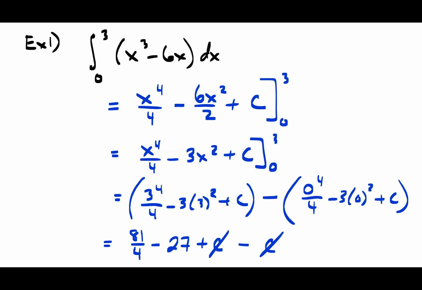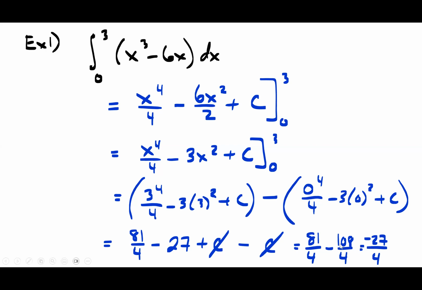Don't need the c value to finish it off. But we do need common denominators. So let's go with it here. I'm running out of room. Let's try it. 81 over 4 minus, make that into a 4. That should give us 108. And how about a negative 27 divided by 4? Okay, I think I stopped there. All right, so that is the evaluation process. Don't need c values anymore when we do definite integrals.